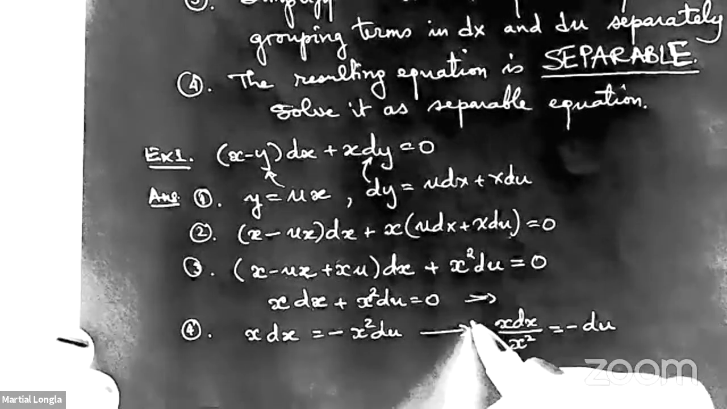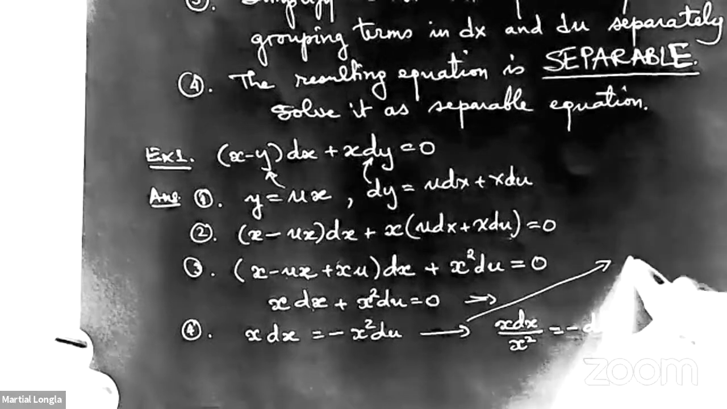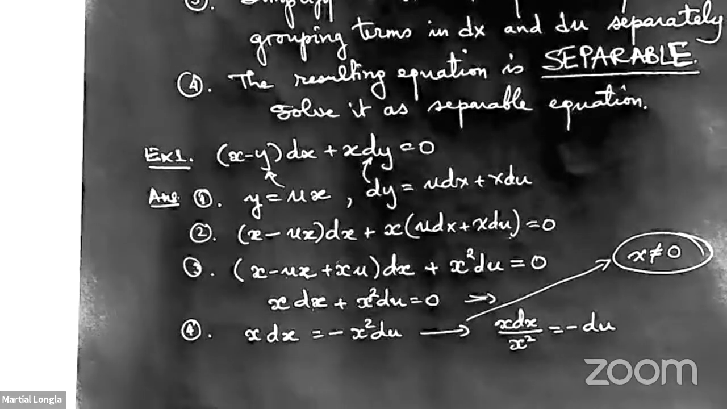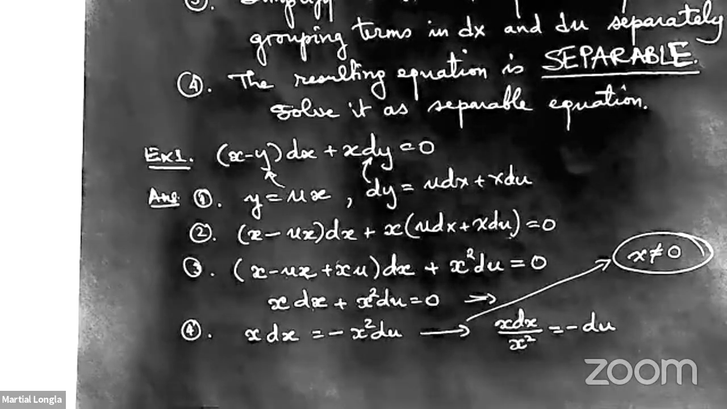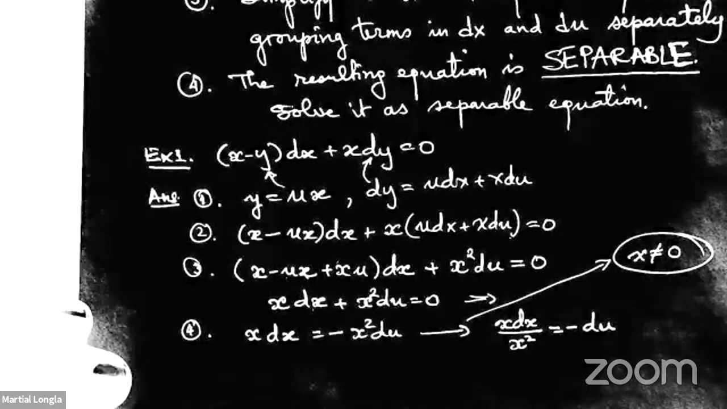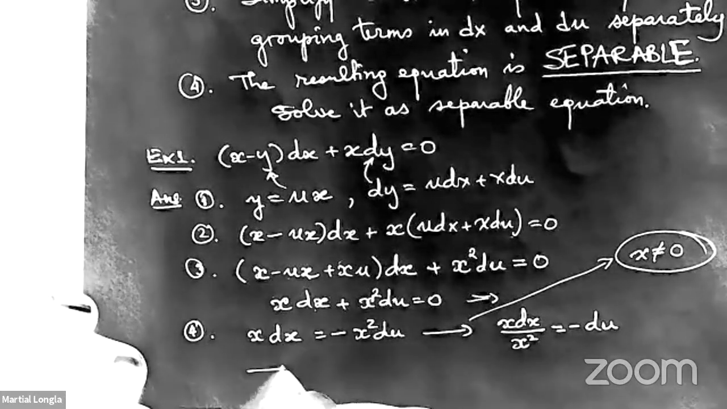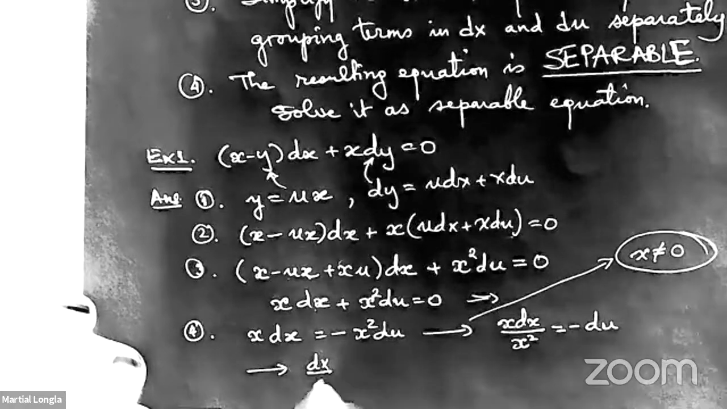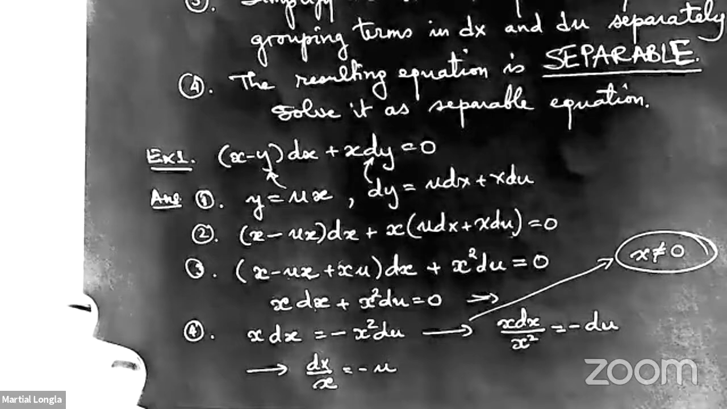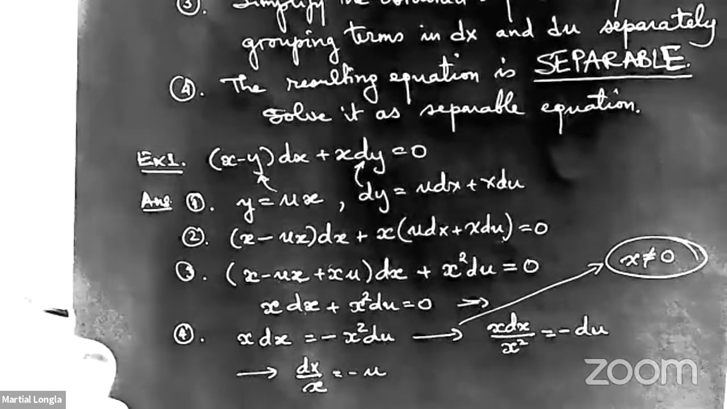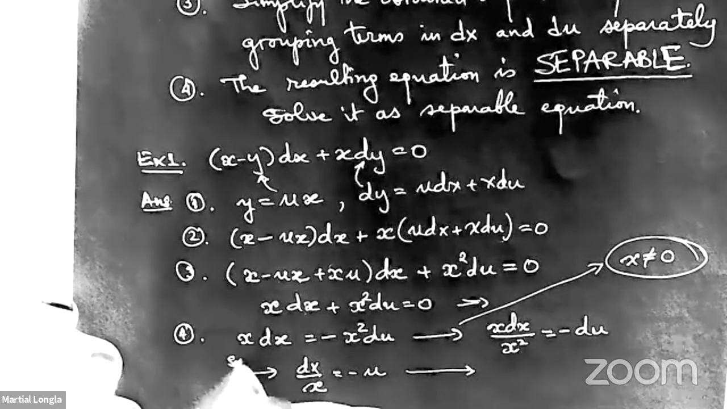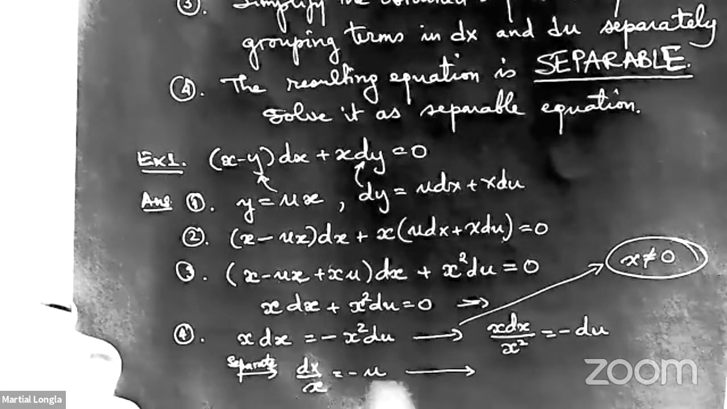Of course, when I do this here, I always say, remind yourself that when you are dividing, you're never dividing by something that is zero. So we're technically excluding x equals 0 when we divide here. And so this gives us dx over x equals negative u. The variables are separated. For a separable equation, what do we do? So here we separate the variables. What do we do next here?